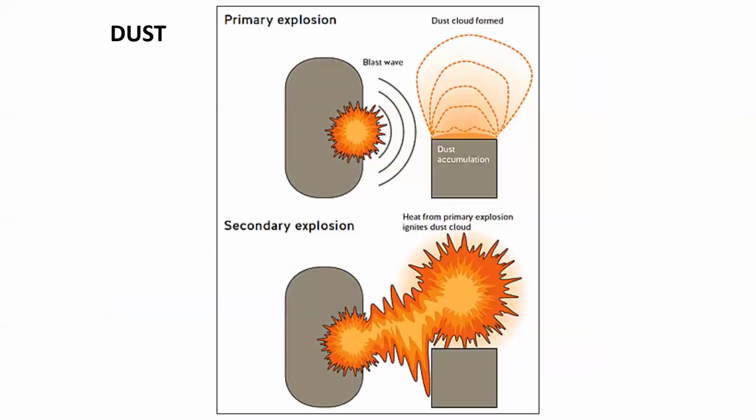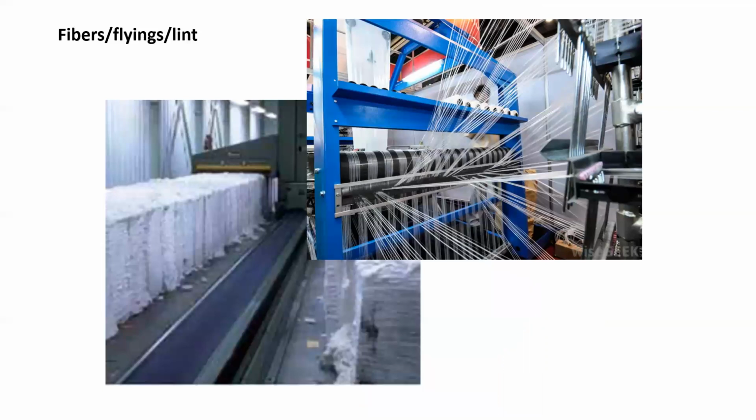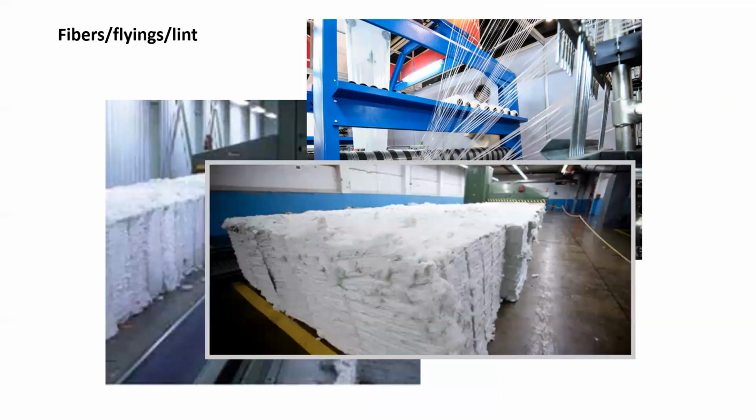Dust has the added problem of having an initial explosion, which may have been caused by dust or something else, but the blast wave of that primary explosion then causes dust that is settled in the area to become airborne, and at this point, a secondary, much more powerful explosion takes place. Fibers and flyings are also an item of consideration, however, not nearly as hazardous. They still have a place within HazLoc and Section 18 of the Canadian Electrical Code.